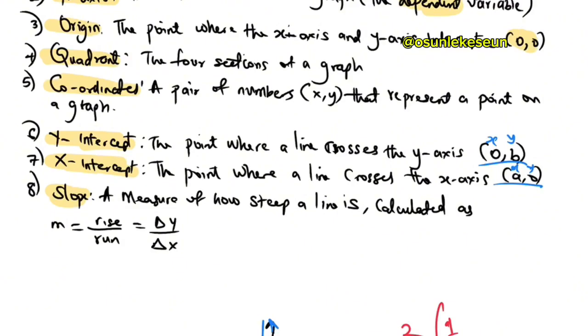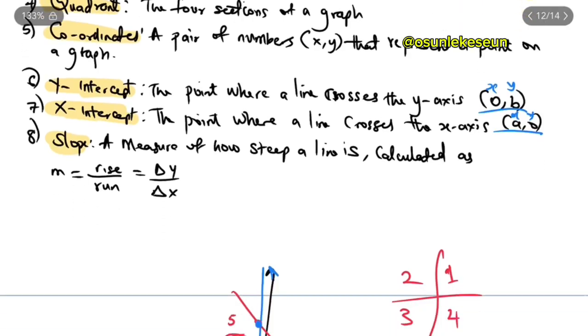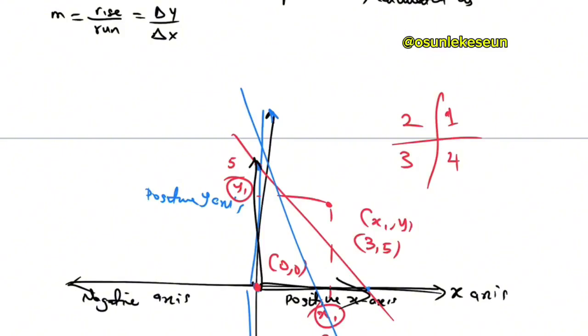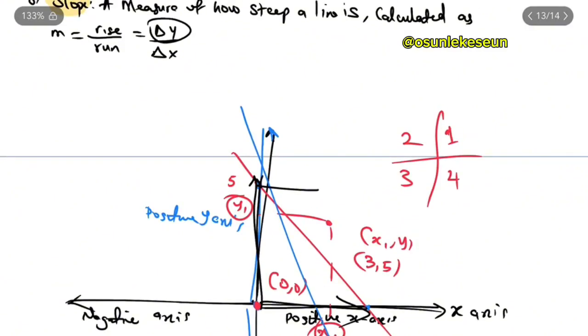And the last thing is slope. Slope is a measure of how steep a line is. That means this first line drawn compared to this one, that's how the steepness of the lines differs. So that's what we call slope, and that is rise over run. That's change in y, delta y, all over change in x, delta x. So that's what we call slope.